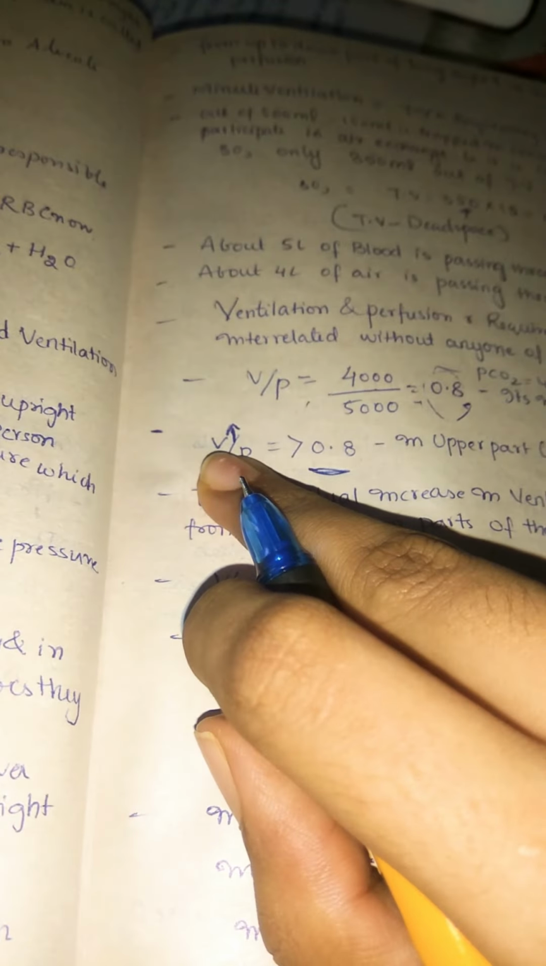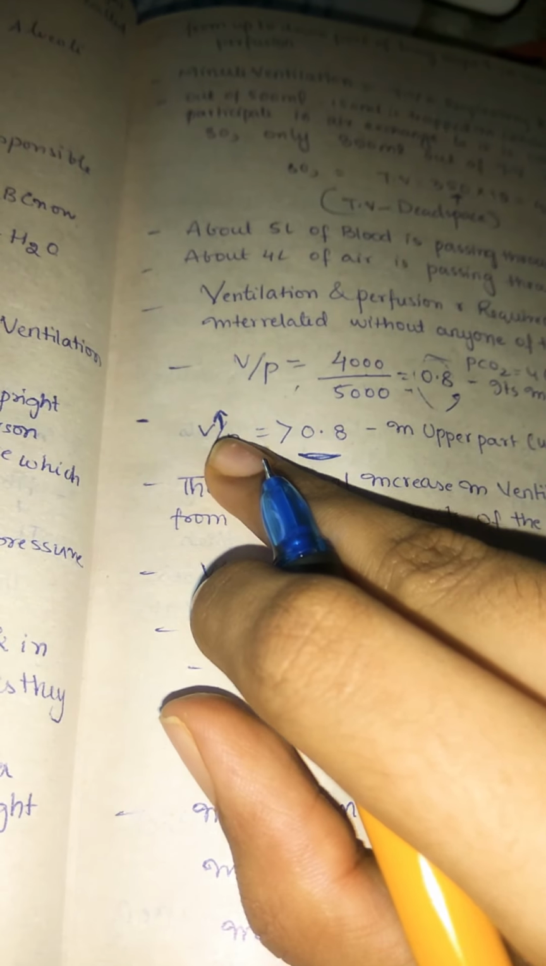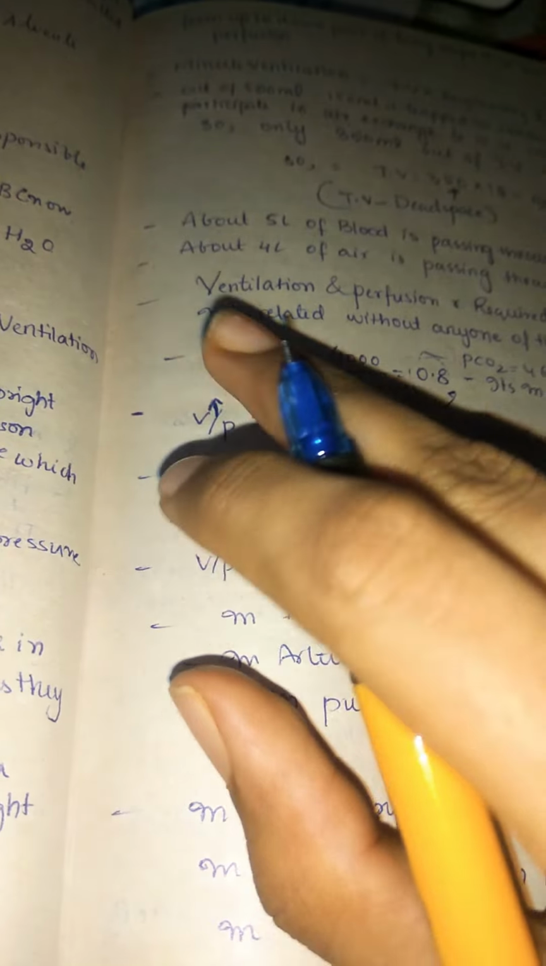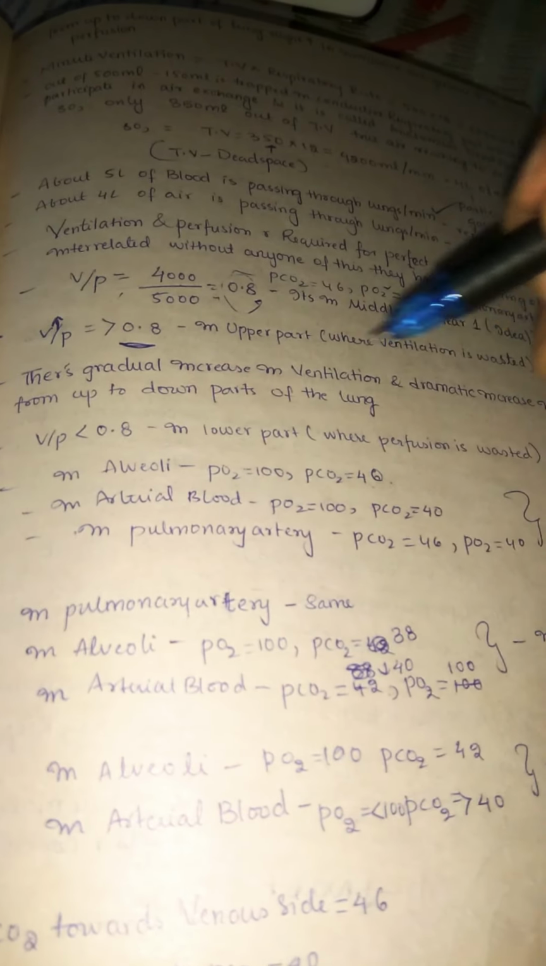Because here ventilation is very high, but the blood which is coming is normal. So a lot of air is coming, but the blood is taking only as much as it wants. So here the extra ventilation is wasted, because ventilation is very high and perfusion is very low. So there's a gradual increase in ventilation and a dramatic increase in perfusion from the upper to the lower parts of the lung.